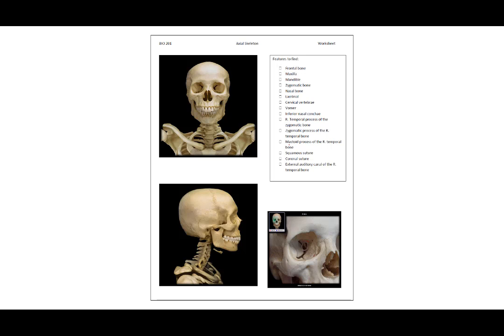The mastoid process of the right temporal bone is this portion here. We can feel it right behind your ear at the base of the skull. Squamous suture is this border here of the temporal bone. The coronal suture we can see between the frontal bone and the parietal bones. And the external auditory canal of the right temporal bone is right here.